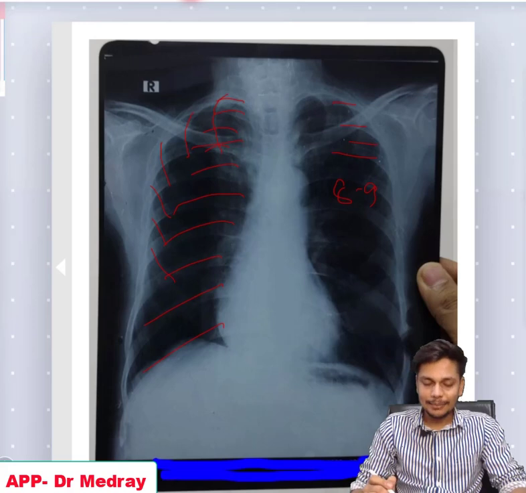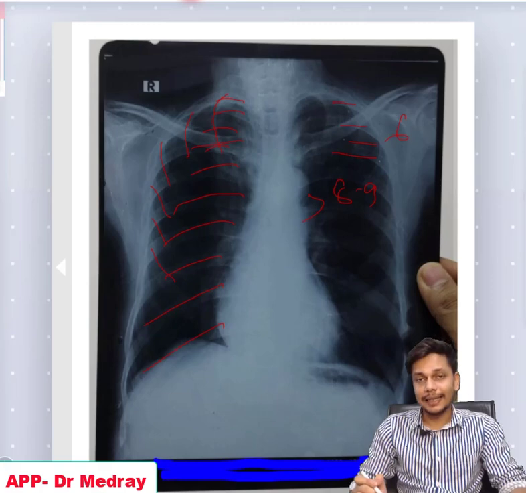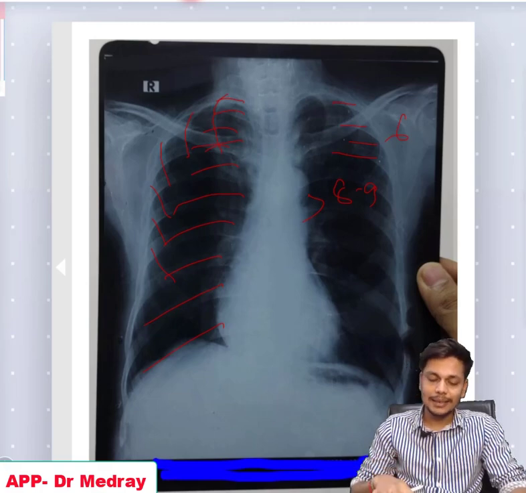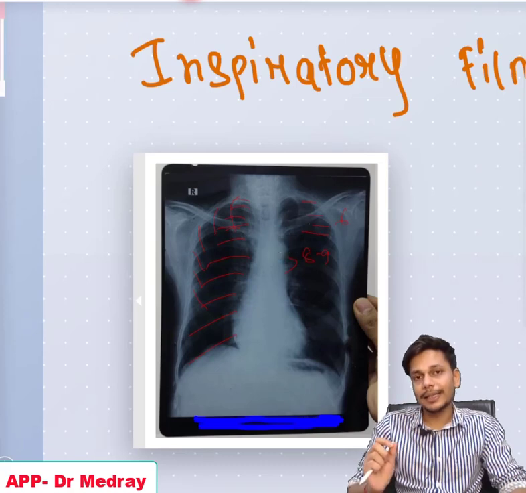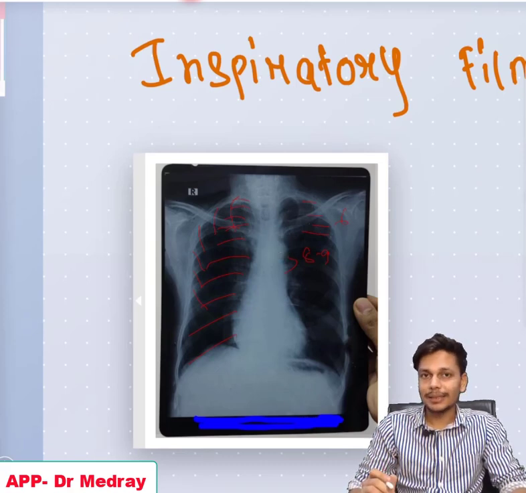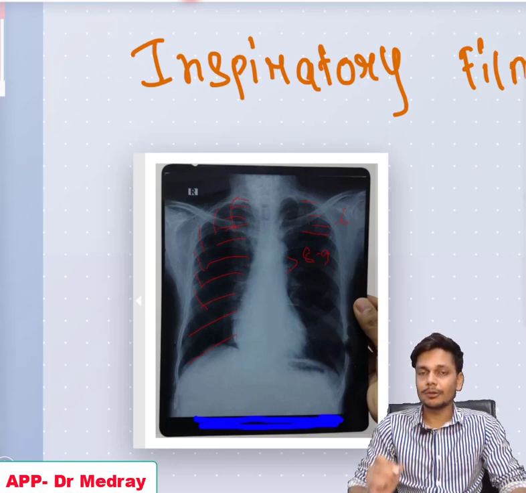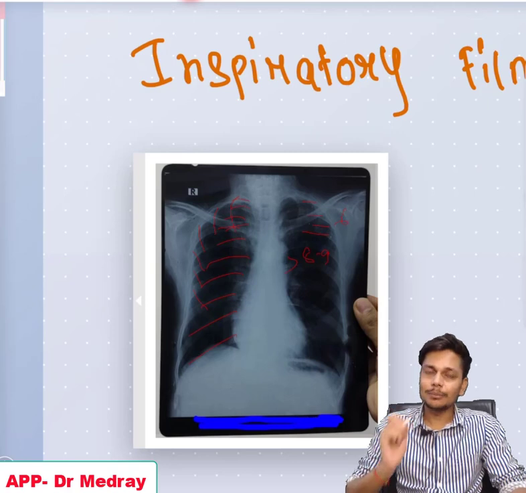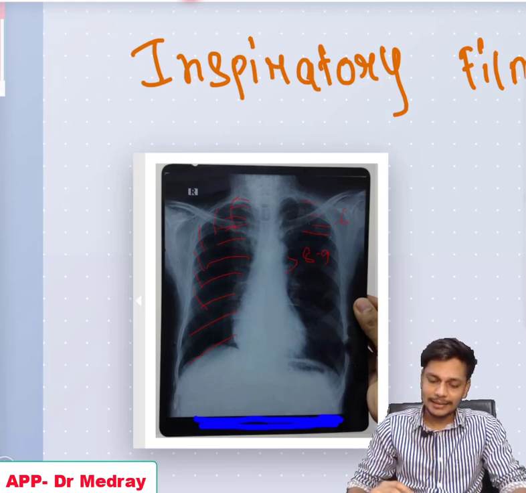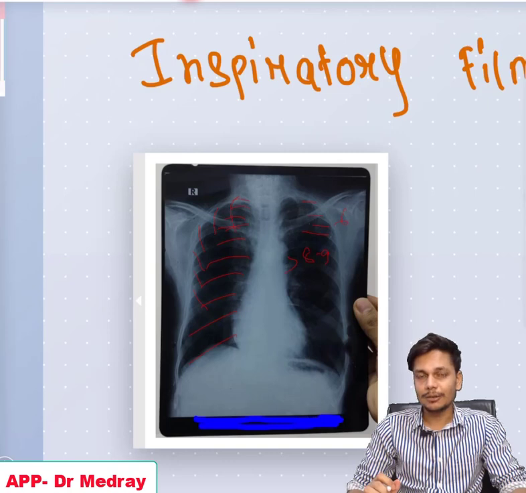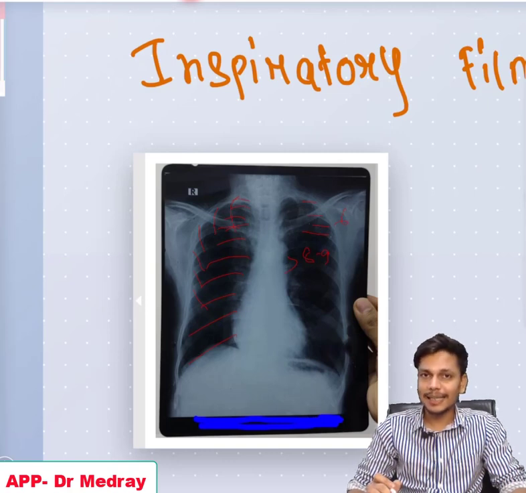So if the anterior ribs can be seen more than 6 and the posterior ribs more than 8 to 9, then it is an inspiratory film, which means the X-ray, or the skiagram, is being taken during inspiration, when the patient is holding his breath. While taking the chest X-ray, the patient is asked to take a deep breath and then hold the breath. At that very moment the X-ray is taken so that we can see the lung parenchyma very clearly. So normally the X-rays will be an inspiratory film.